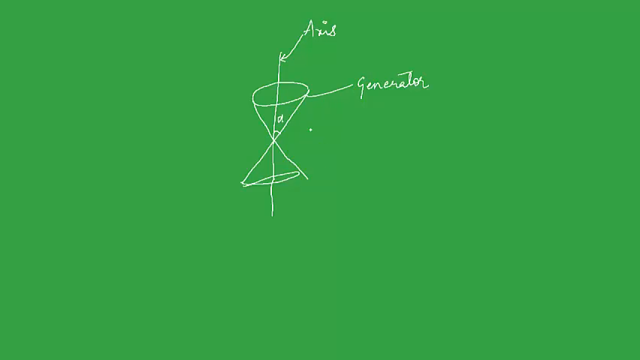There are various elements which will occur. First, there will be two cones formed. The individual cones are called naps. This is called the upper nap. This is called the lower nap. This is called the vertex of the double cone, and this is called the angle of the cone.